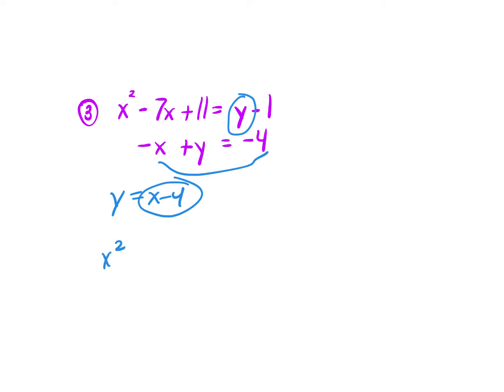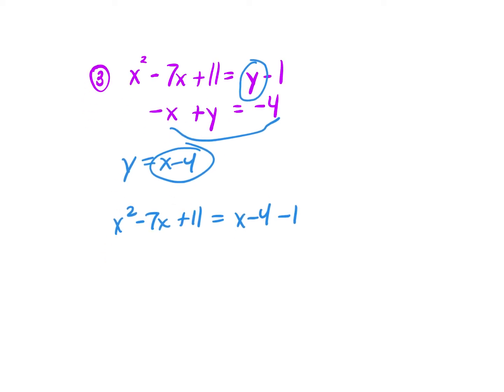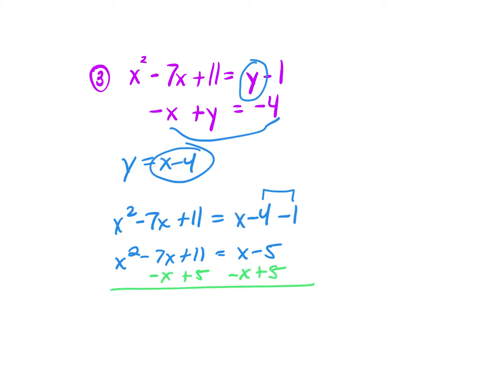So you have x squared minus 7x plus 11 equals, instead of y, I'm going to put x minus 4, and then I have minus 1. Everybody agree? Okay. So let's just combine like terms, do what we need to do. Is there anything on the left-hand side that I can combine or the right-hand side? All right, I could say x squared minus 7x plus 11 equals x minus 5, correct? Since it's a quadratic, we want everything on one side. So I'm going to subtract x and add 5 here.